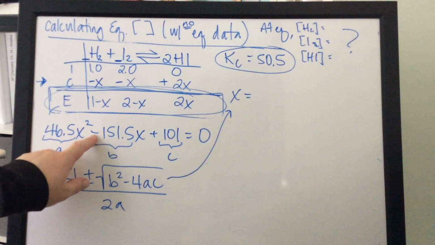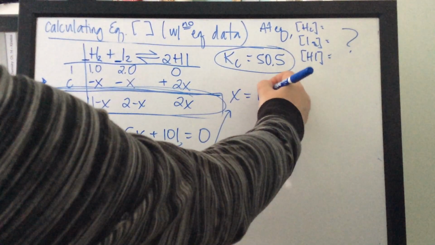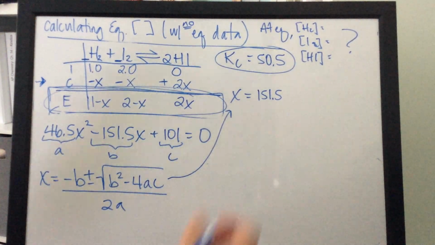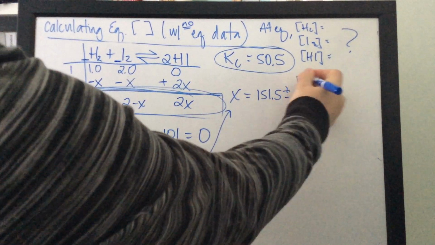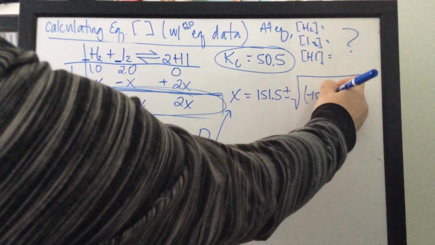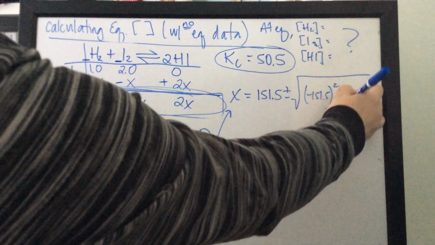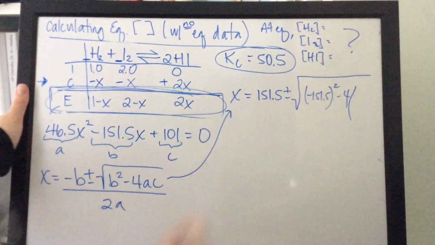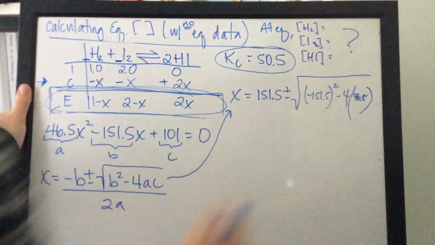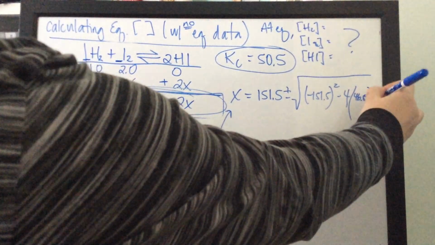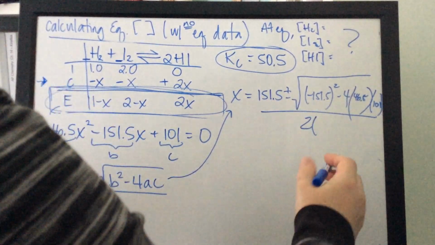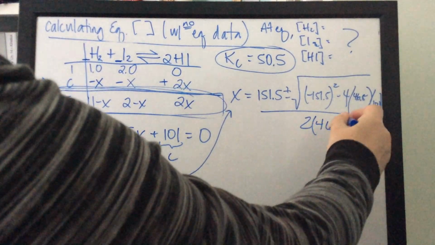So, b is already negative, so it would be positive 151.5. Remember, none of these x's come with us, just the coefficient. Plus or minus the square root of b squared, so negative 151.5 squared, minus 4 times the value of a, 46.5, times the value of c, 101, over 2 times the value of a, 46.5.